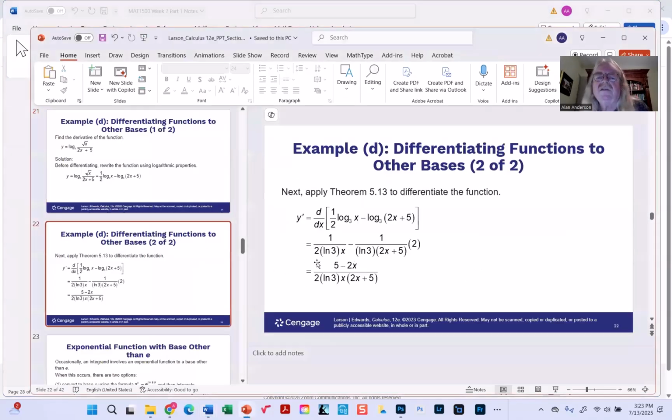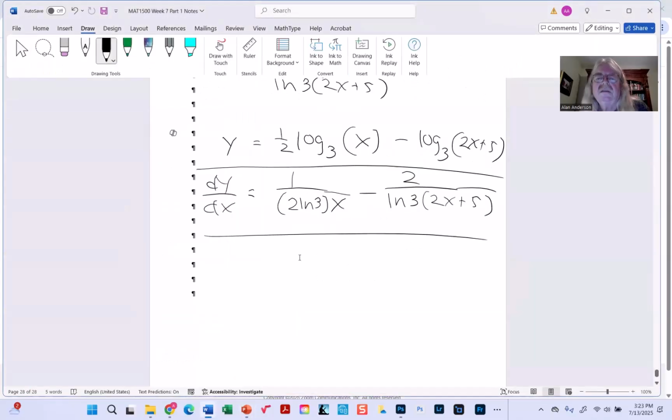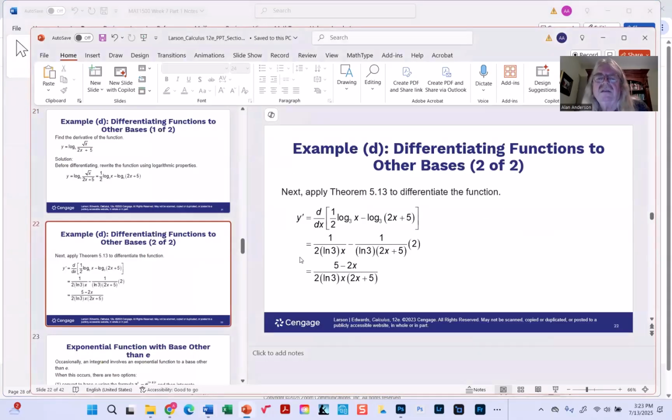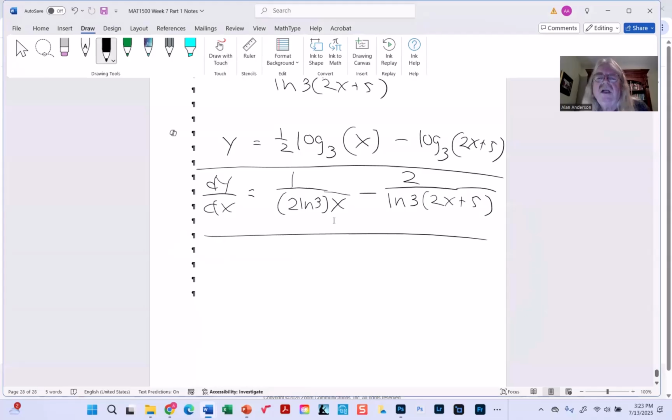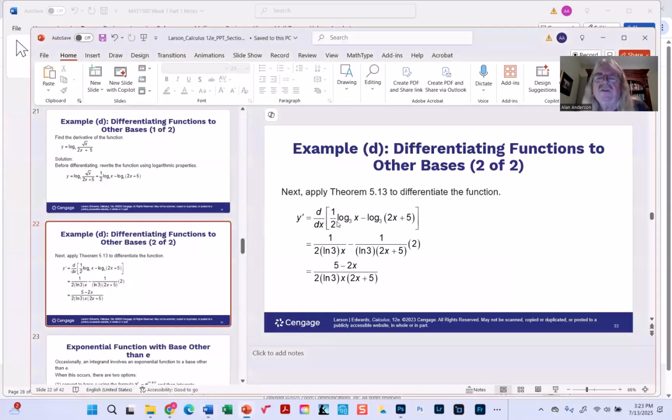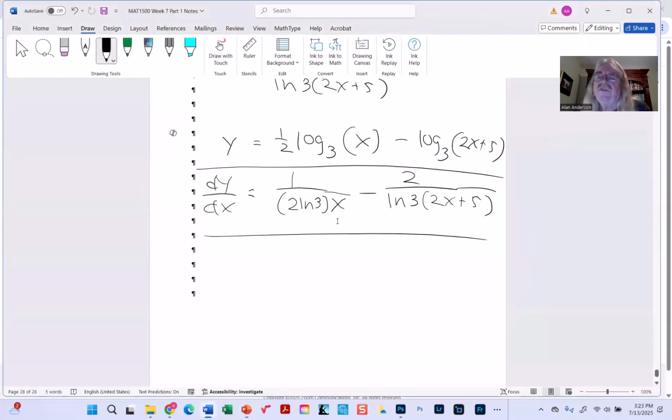Let's see, they love to simplify it. Now you see what they did. Well, we can leave it like this. This is fine. They've got it here: 1 over 2 log 3x minus 2 over log 3, 2x plus 5, which is fine. We just didn't simplify it as much as they did.